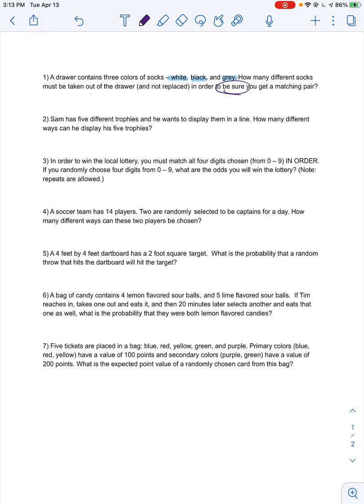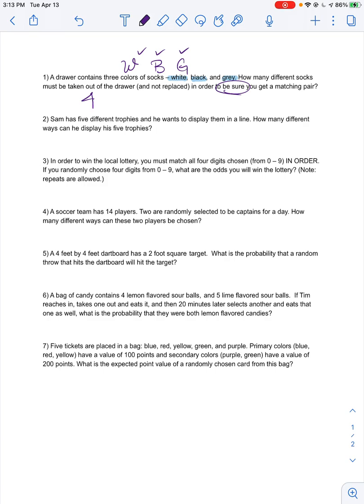Well, the answer is 4. Why is the answer 4? Well, in the worst case scenario, you would take out 1 white sock, 1 black sock, and 1 gray sock. The next sock, no matter what color it is, would produce a pair with one of the socks that was already pulled out. So in order to guarantee that you'll get a matching pair, you need 4 socks.